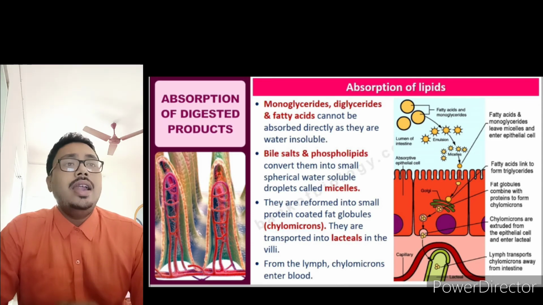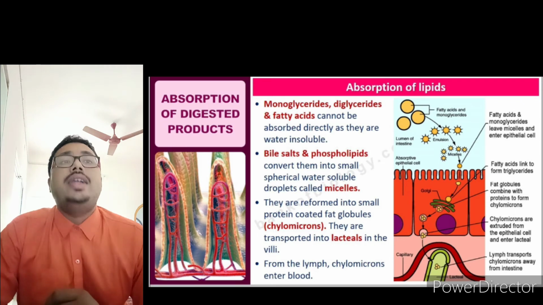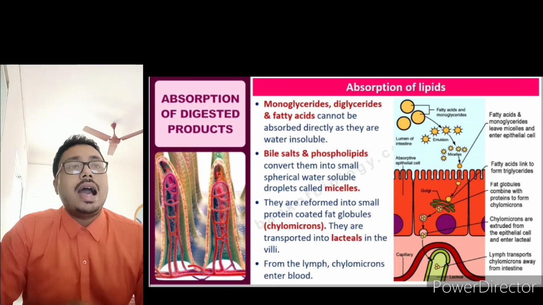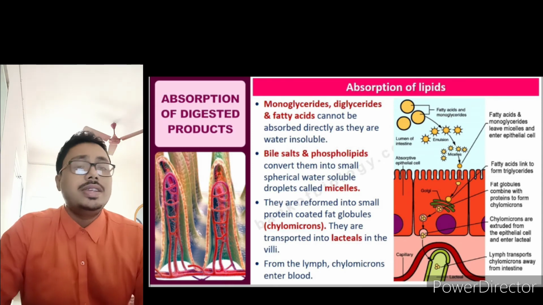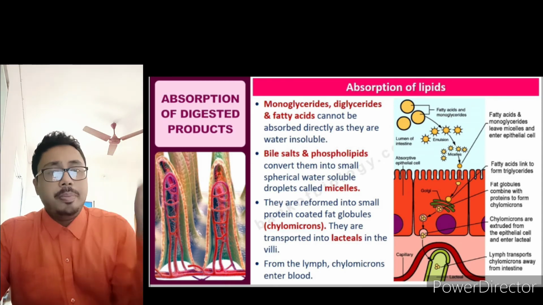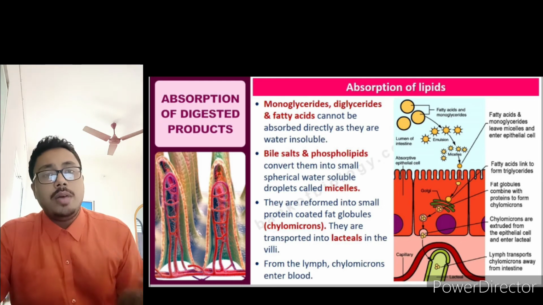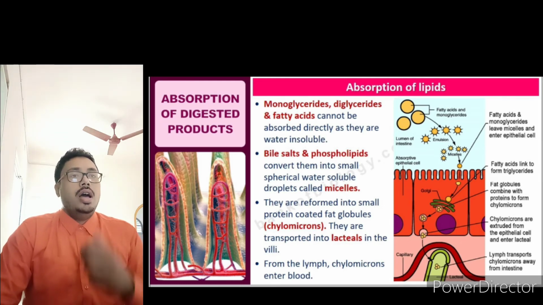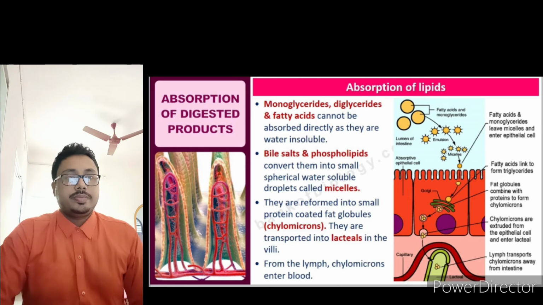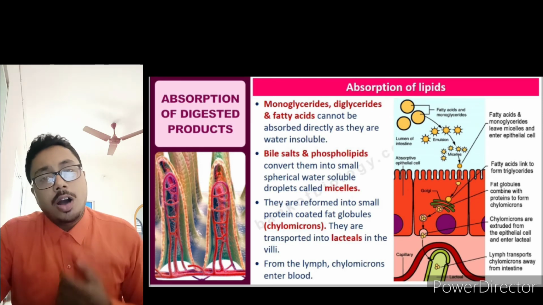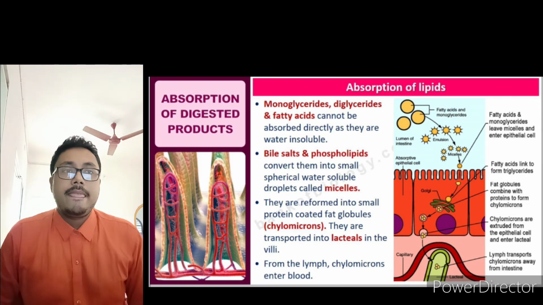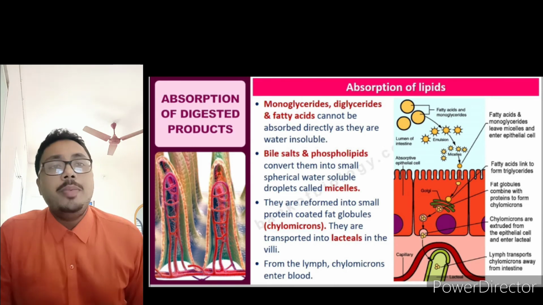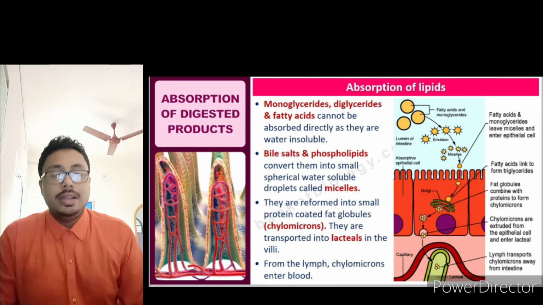Then next, they are reformed into small protein-coated fat globules called chylomicrons. They are transported into lacteals. Blood capillaries are there. See in the picture, you can see the capillaries over here, where the absorption of those molecules into the bloodstream occurs. The final step is to absorb those molecules into the bloodstream. From the lymph, chylomicrons enter the blood.